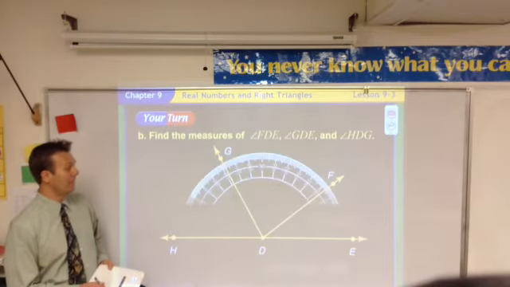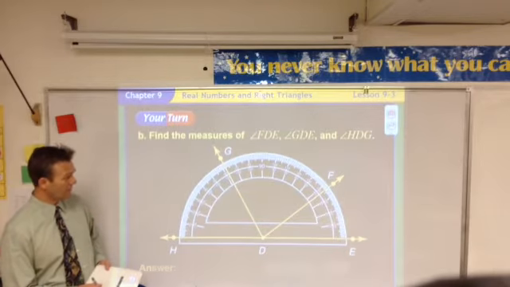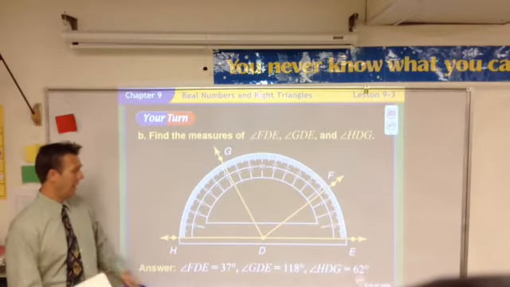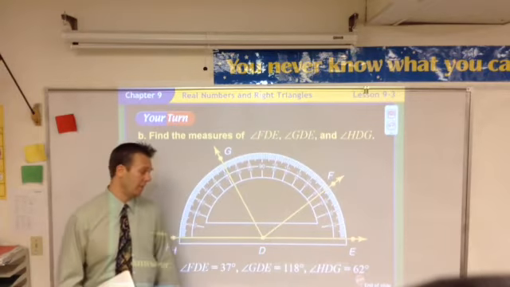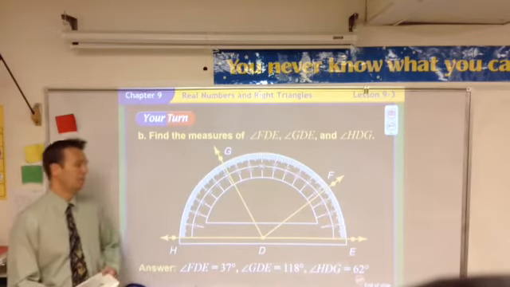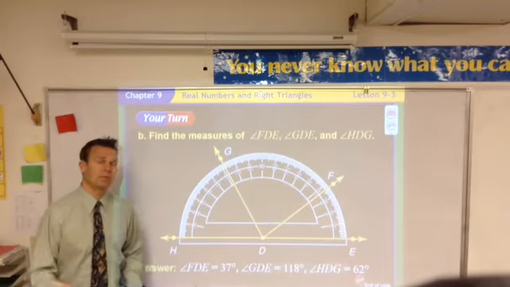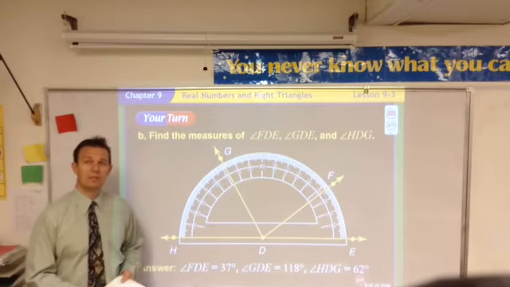Again, you're going to want to hit pause, draw that out, and figure it out. And for me, the answers are like this. Angle FDE is 37 degrees, angle GDE is 118 degrees, and angle HDG is 62 degrees. And we'll do more of these in the classroom to make sure that you understand how to use a protractor.